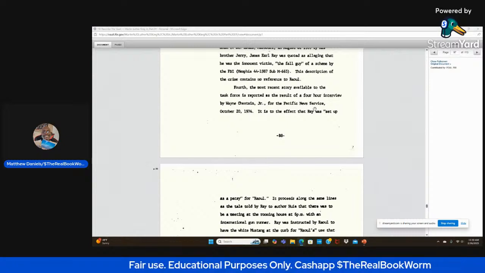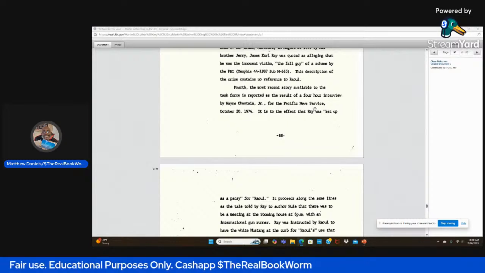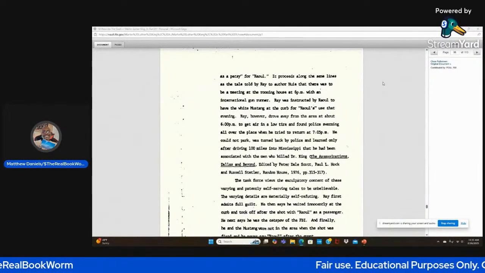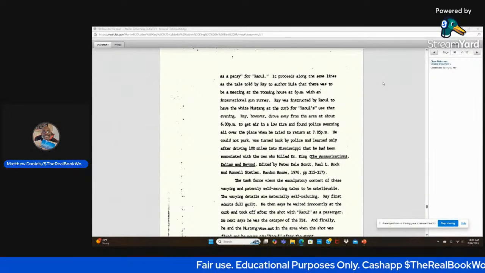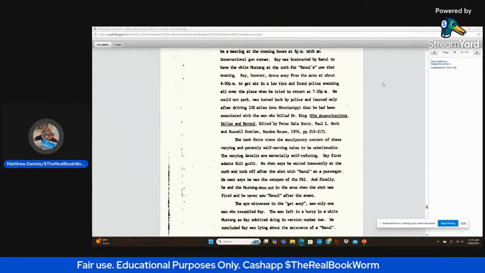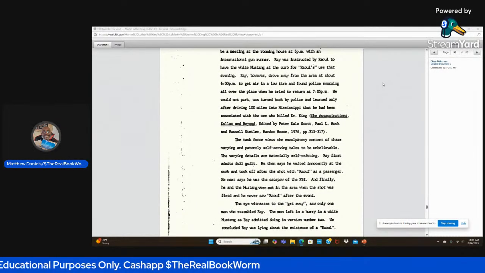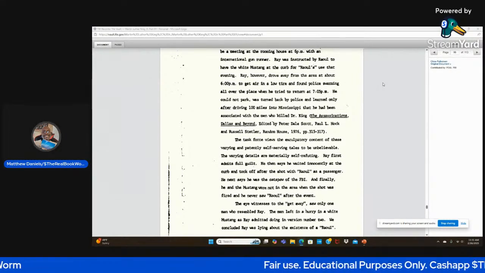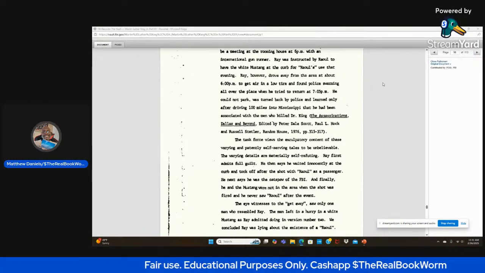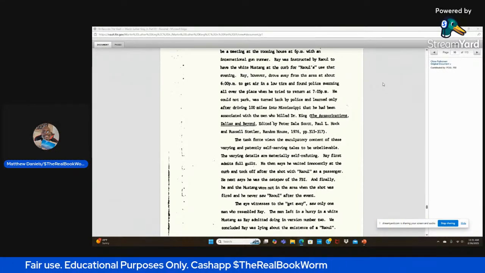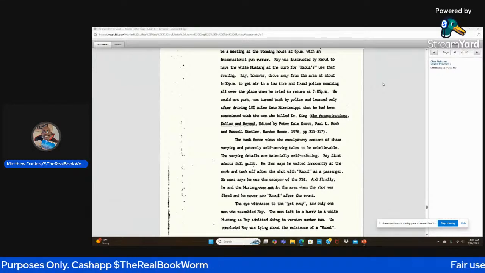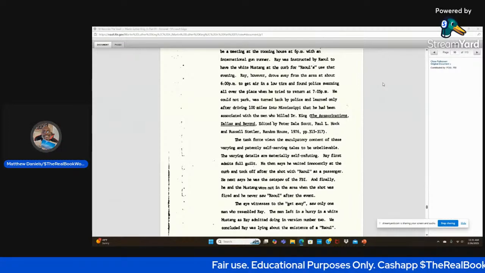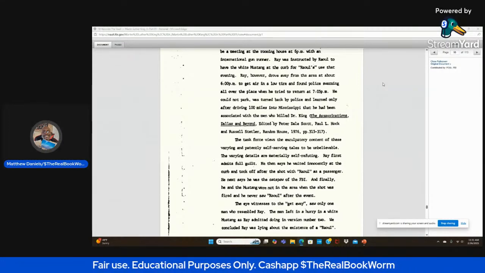Ray, however, drove away from the area at about 6 p.m. to get air in a low tire and found police swarming all over the place when he tried to return at 7:05 p.m. He could not park, was turned back by police, and learned only after driving 100 miles into Mississippi that he had been associated with the men who killed Dr. King. The Assassinations, Dallas and Beyond. Edited by Peter Dale Scott, Paul L. Hoch, and Russell Stetler. Random House, 1976, pages 315 to 317.